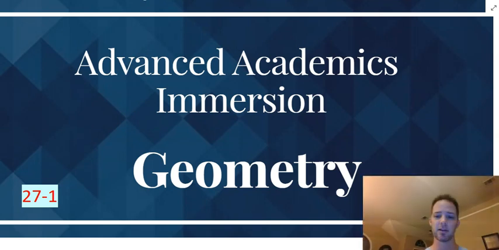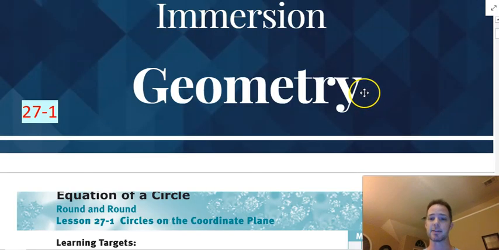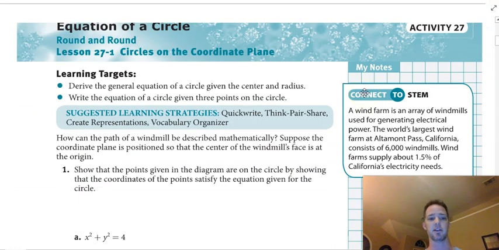Hello, Mr. Munyon here with activity 27-1 over circles on the coordinate plane. We're going to learn the equation of a circle and apply it. So in activity 27-1, our goal is to make sure we know how to derive the general formula for the equation of a circle, and write the equation of a circle given 3 points.